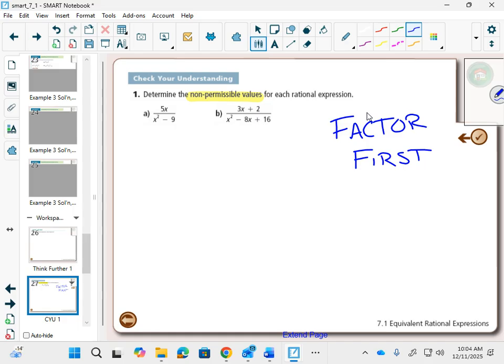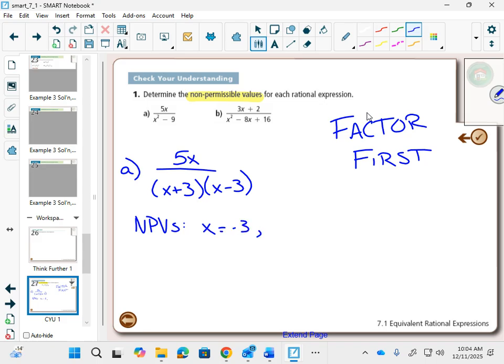So, we factor first, and in A here, if I factor, the bottom is a difference of squares. And the reason we factor is because then it becomes really obvious what would make you divide by 0. So our non-permissible values in this first one are 3 and -3. x can't equal -3 for the first factor, and x can't equal 3 for the second.